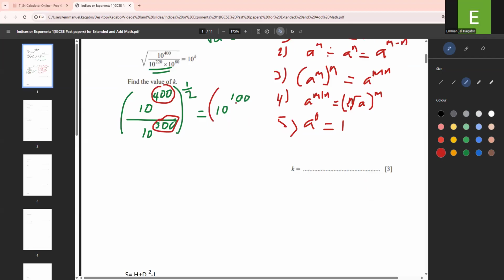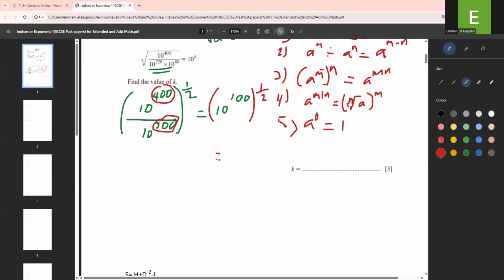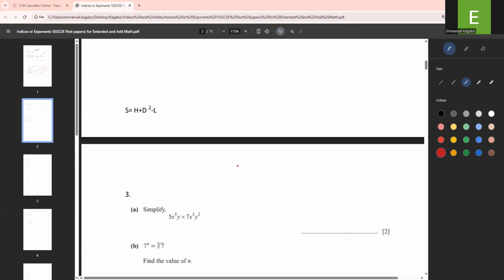Now, back to the question. These are the rules I'm going to be using. When you're multiplying, you add the powers. When you're dividing and the bases are the same, you subtract the powers. And if you have an expression like this, you multiply these powers. Here it's power a half. So now that means it will be 10 power, what's 100 times a half? That is 50, guys. Now, what's the value of k? The value of k is 50. Easy, easy, and easy. Okay, good.